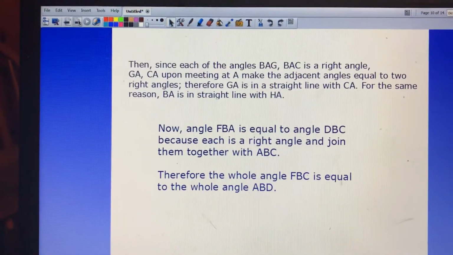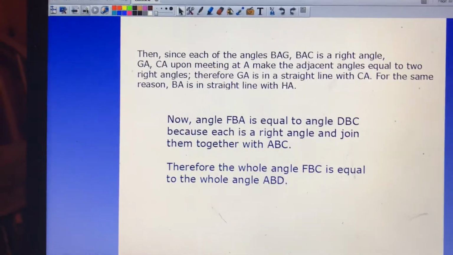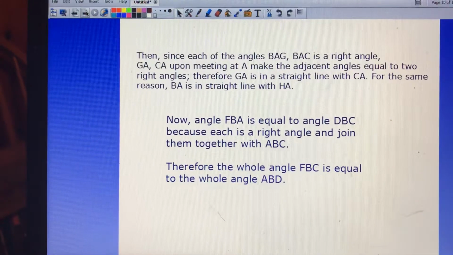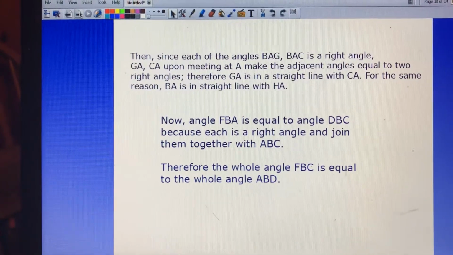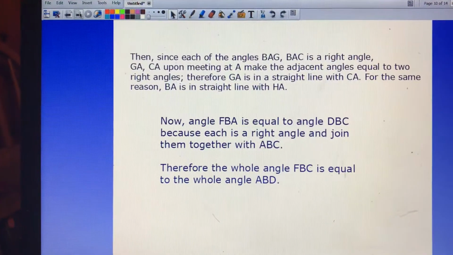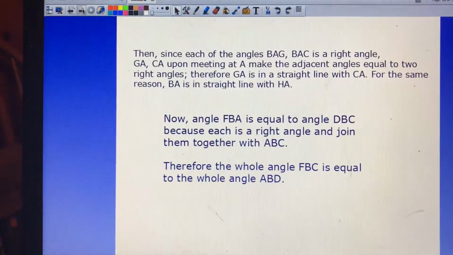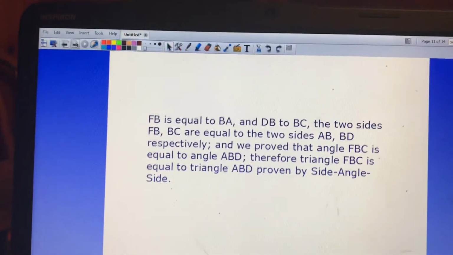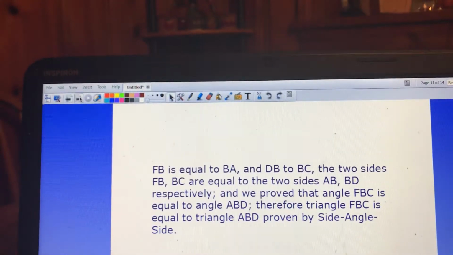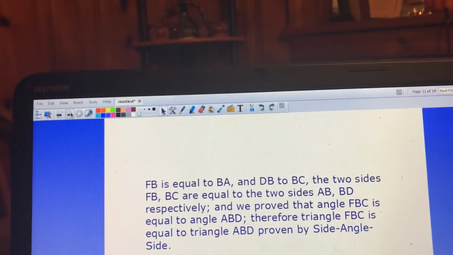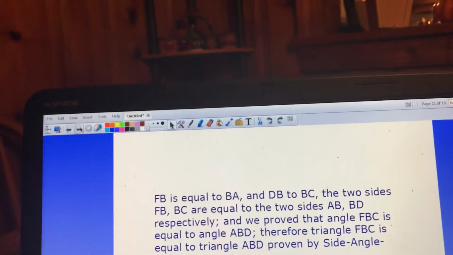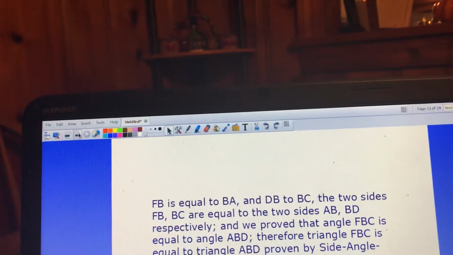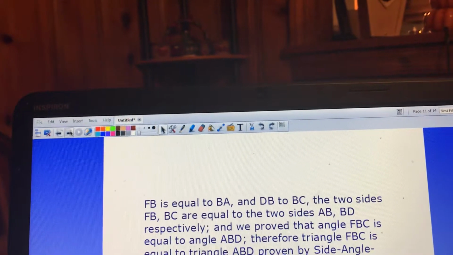So angle FBA is equal to angle DBC because they're each right angles. You can add angle ABC to each of them. Therefore, the whole angle FBC is equal to the whole angle ABD. And FB is equal to BA and DB is equal to BC. So those are two sides that are congruent. And so we can prove that triangle FBC is equal to triangle ABD by side angle side.